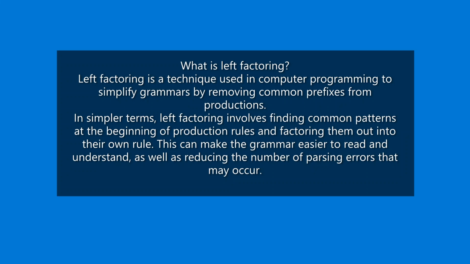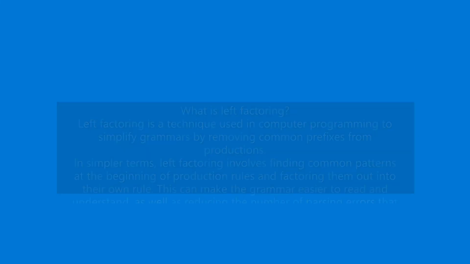Left factoring is a technique used in computer programming to simplify grammars by removing common prefixes from productions. In simpler terms, left factoring involves finding common patterns at the beginning of production rules and factoring them out into their own rule. This can make the grammar easier to read and understand, as well as reducing the number of parsing errors that may occur. So in this, we go with the next slide.